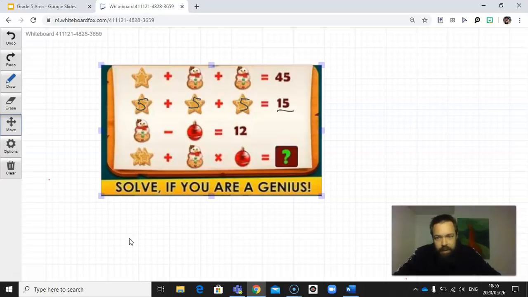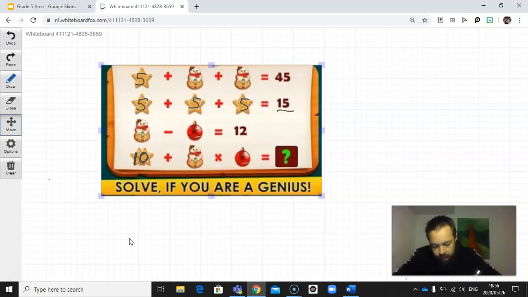So now that I know what a star biscuit is, I can put that in over here, and I can go right ahead and put in that this is 2 star biscuits, which is worth 10, because if 1 star biscuit is worth 5, then 2 is twice as much. Okay, but back to working out what the snowmen are worth in the first line.